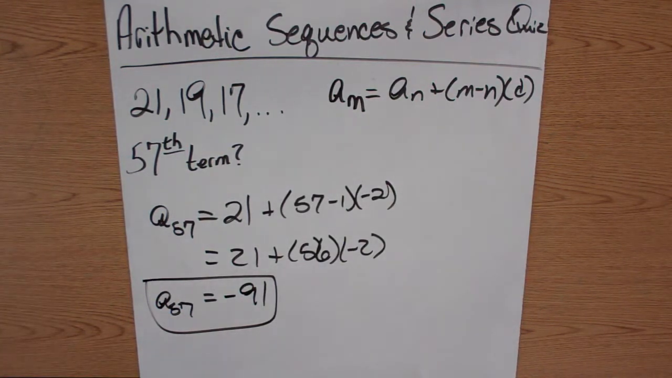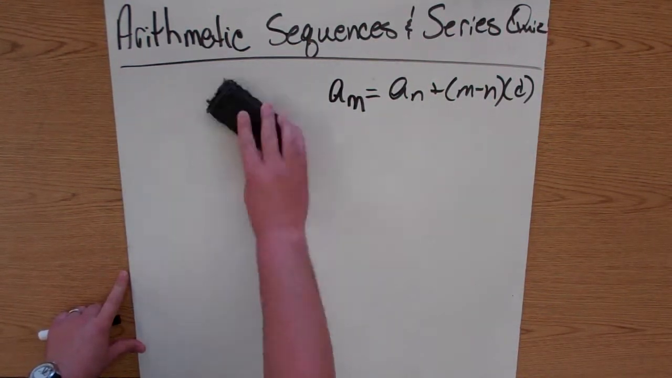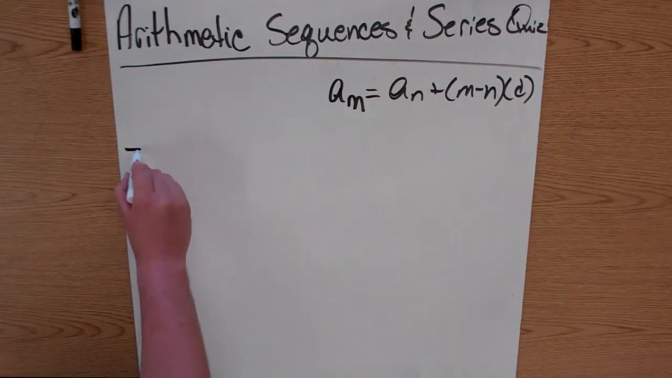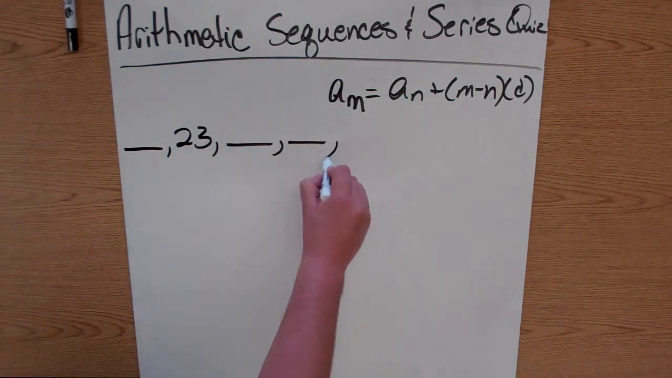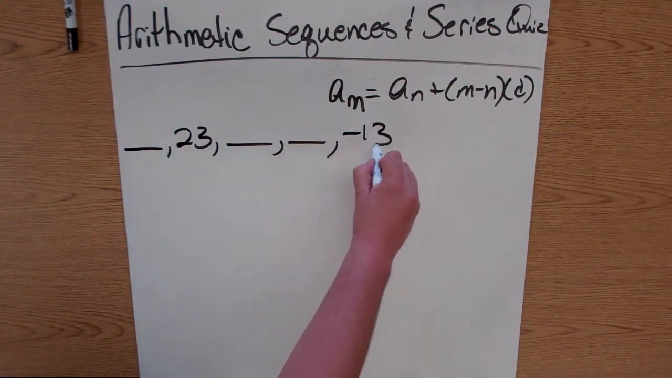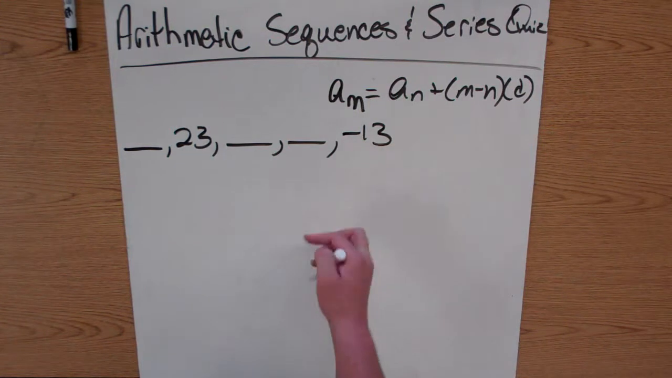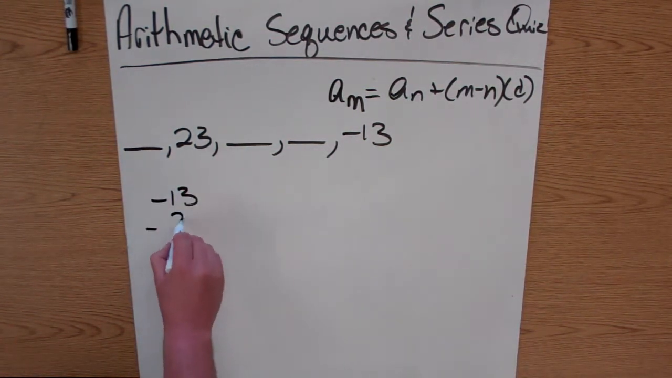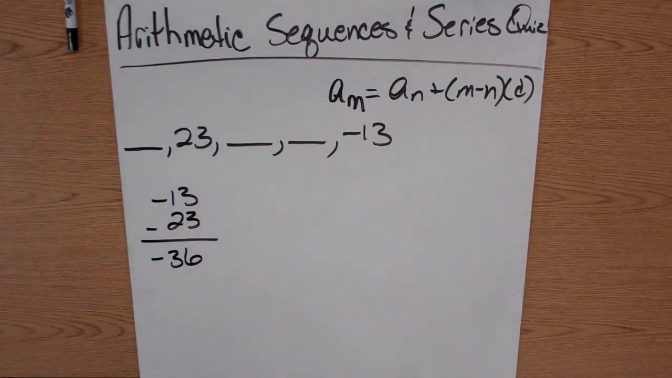Let's go on to number 2. Number 2 says, consider the partially completed arithmetic series, and then we need to fill in the blanks. So what you need to do is take the last term you have, which is negative 13, subtract from it the first term you have. So this is negative 36.